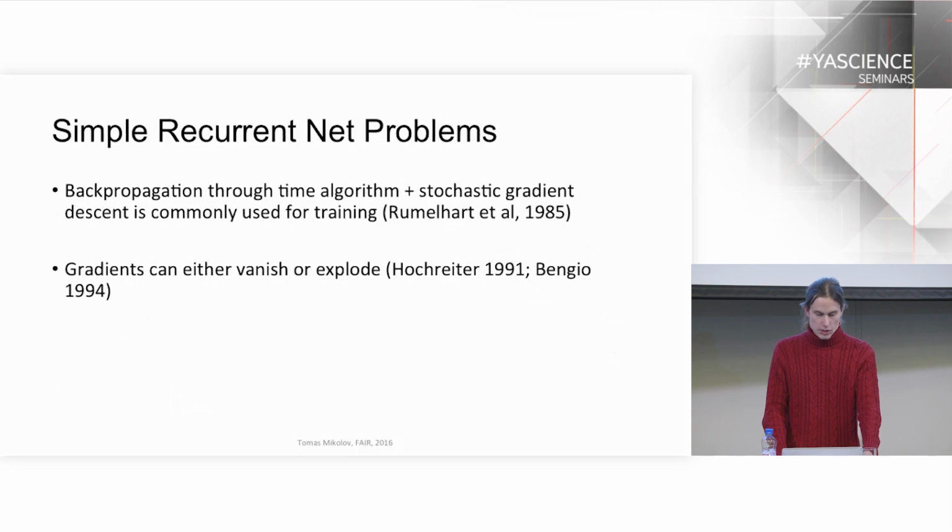And as I said, this simple architecture has problems that were studied by Sepp Hochreiter and Yoshua Bengio in the early 90s. It was known that the gradients when training this model can have some serious problems. They can either vanish or explode. Mostly people focused on the vanishing gradient problem, which prevents the networks from learning longer short-term memory.